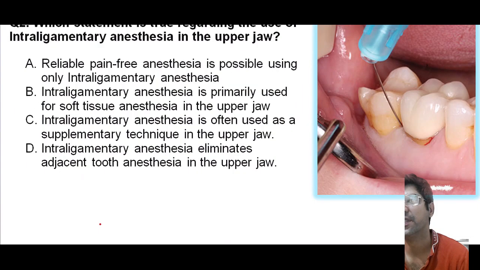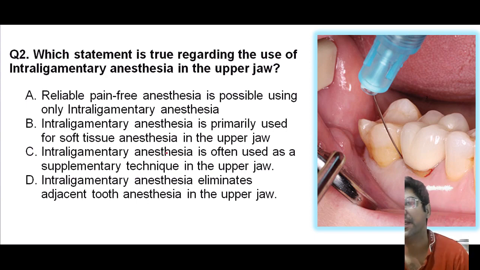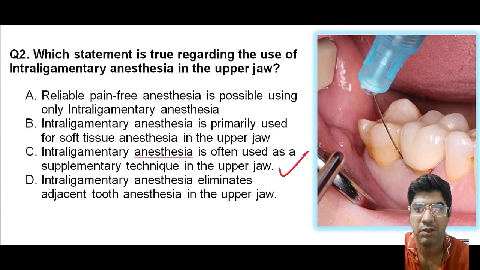Moving to the next question. Which statement is true regarding the use of intraligamentary anesthesia in the upper jaw? The answer here is C. Intraligamentary anesthesia is often used as a supplementary technique in the upper jaw. It can provide effective anesthesia for the specific tooth that is being treated.